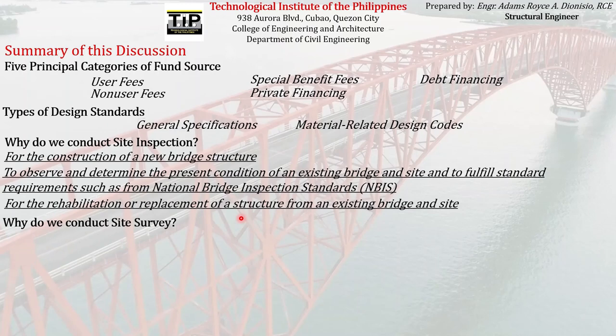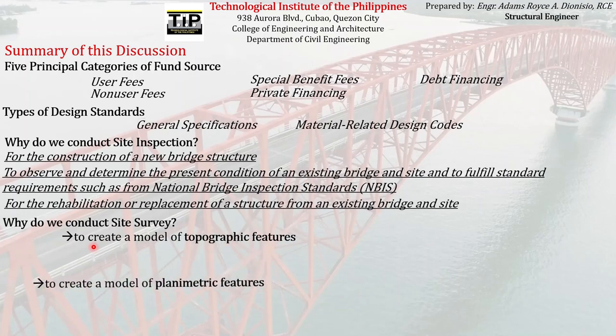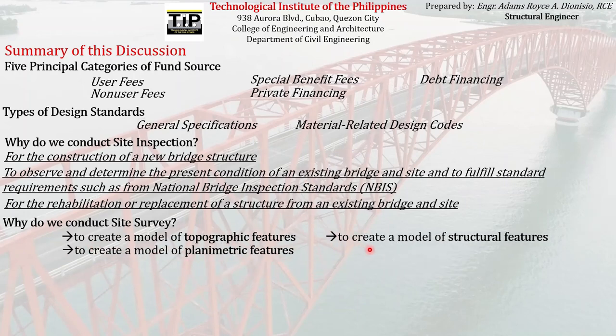Another thing that we have learned in this discussion is the importance of site survey. So why do we need to conduct site survey? We usually conduct site survey to create a model of topographic features, to create a model of planimetric features, and to create a model of structural features. Or in general, we conduct site survey to have a model of the actual site where we are planning to construct our bridge, so that we can have a visualization of the actual site where we are planning to build our structure. So that's the reason why we conduct site survey, to have actual measurements or to have an actual visualization or a model of the actual site where the project will be built.